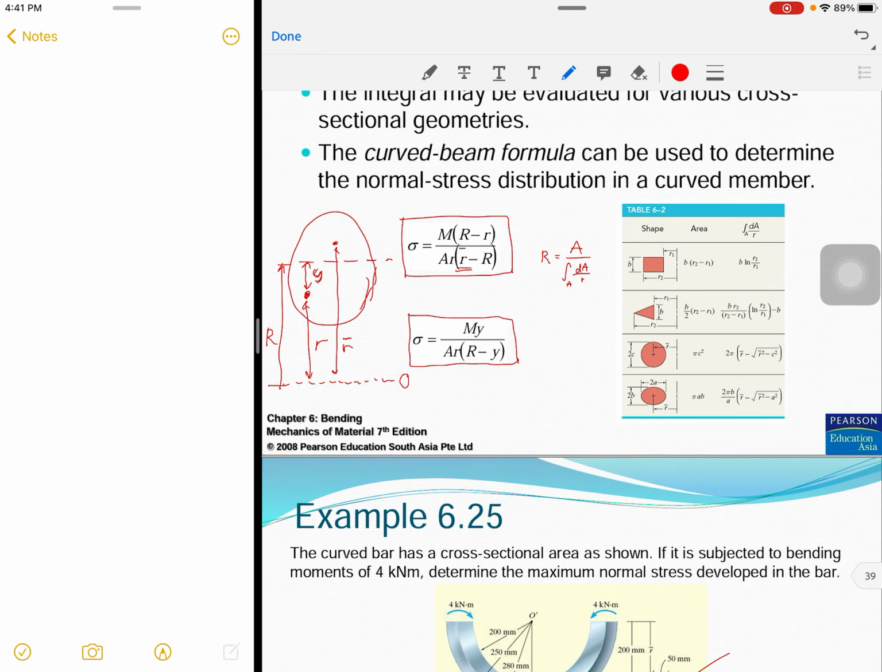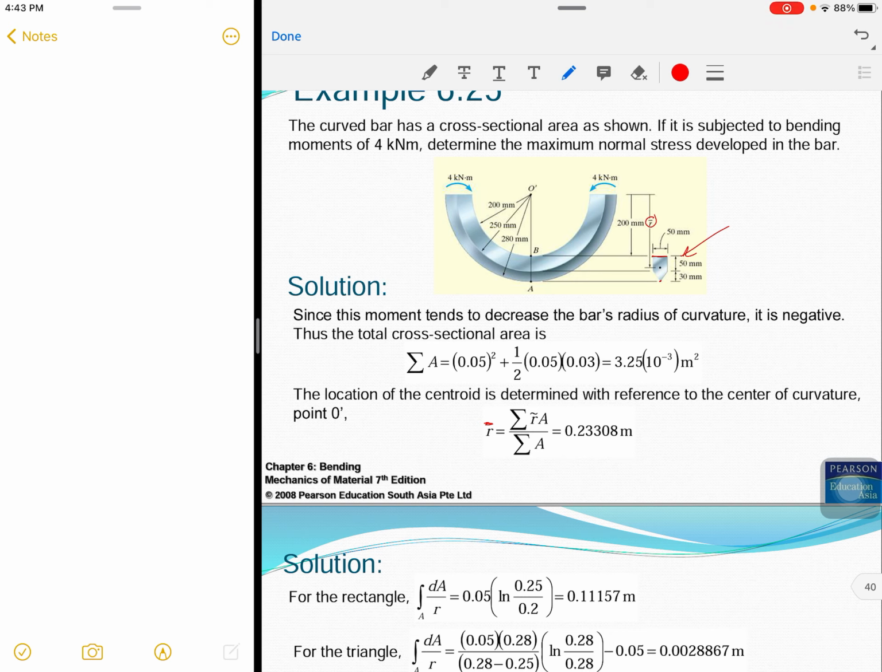So we use this formula to calculate the centroid. This formula is almost like the neutral axis one, but it is different because we are dealing with a curved beam. We find the area, and also this R. Why sigma? Because the cross section has two shapes, so we need to consider them individually. So this centroid and this centroid, and then you total it, divide by the total area, and you get the radius of the centroid.